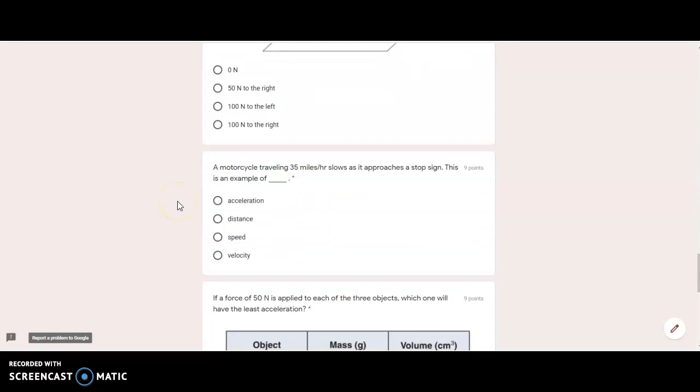Next question. A motorcycle traveling 35 miles per hour slows as it approaches a stop sign. This is an example of acceleration, distance, speed, or velocity. Remember, kids, I'm going to point out here that the operative word is that the motorcycle is slowing down. So is that in a function of acceleration, distance, speed, or velocity?